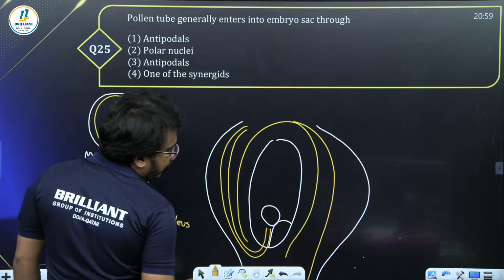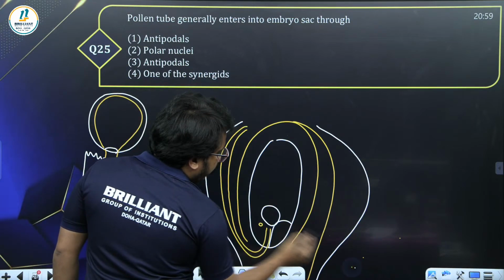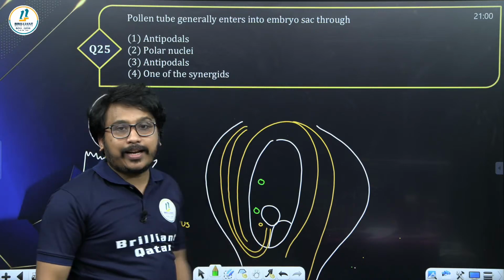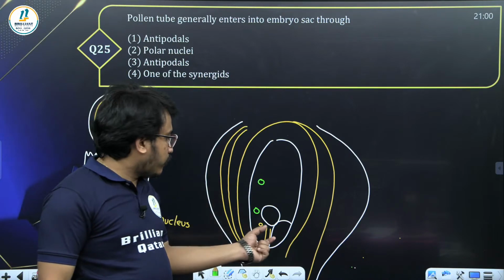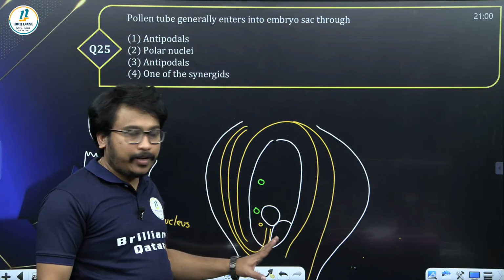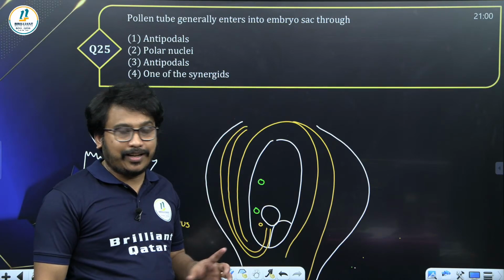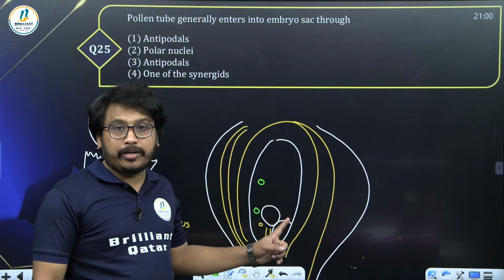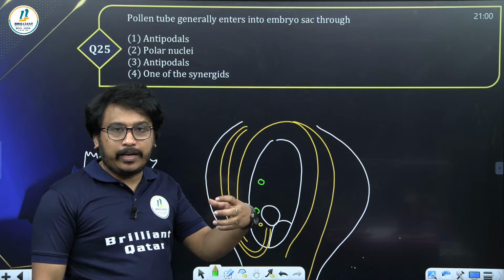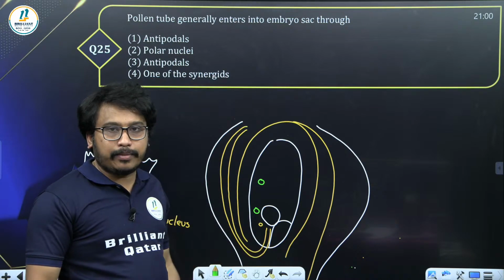Through the micropyle they are entering, and they release the tube nucleus and also the two male gametes. By the time, one of the synergids will degenerate. Anyway, the entry is guided by the filiform apparatus in the synergid. So the entry of the pollen tube into the embryo sac is guided by the filiform apparatus. Then one synergid will degenerate, and they release the tube nucleus and two male gametes.